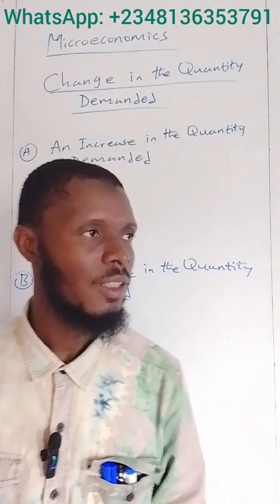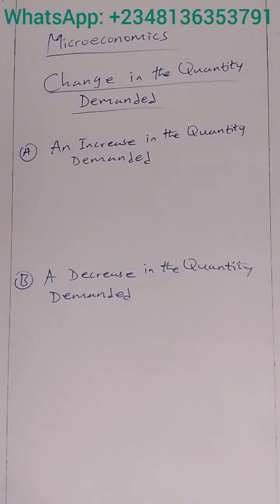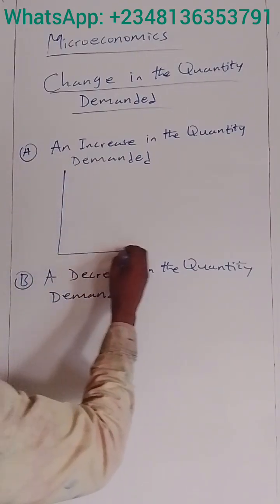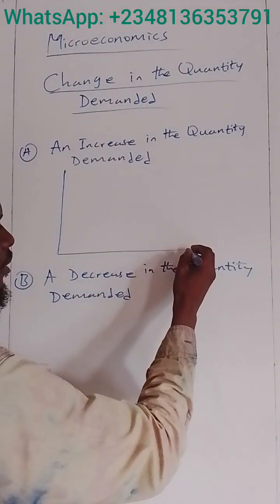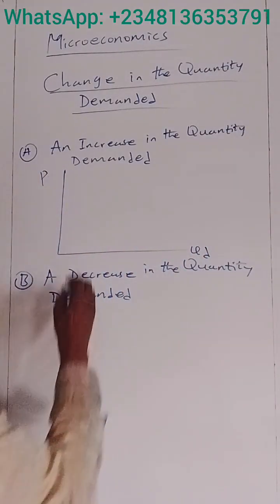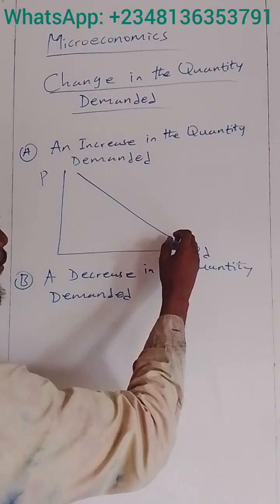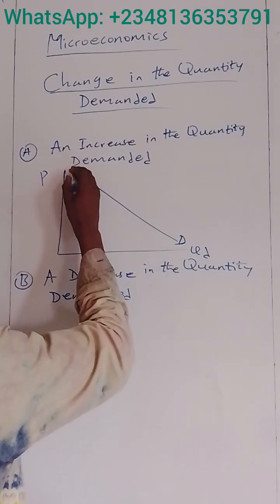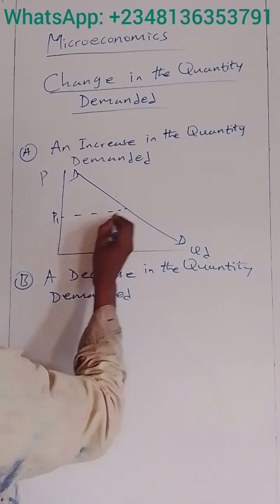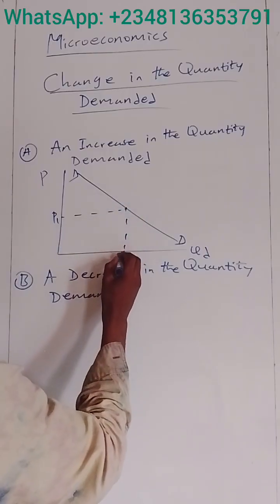Okay, now let's start. The summary here is that when the price changes, what is the effect on the quantity demanded? For example, let's say this is QD, this is the price, and let's say I have my demand curve drawn like this. Okay, let's say I have my initial price, I call it P1 and I call it Q1.